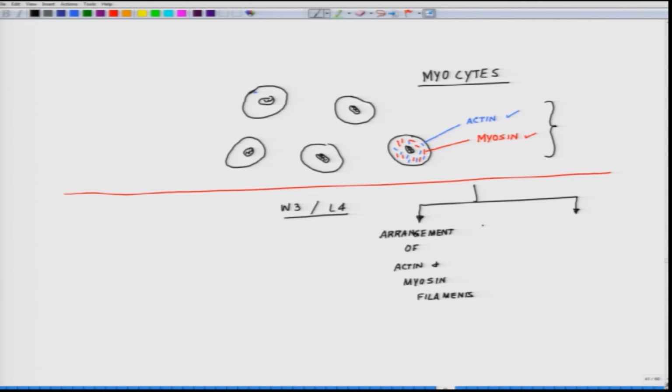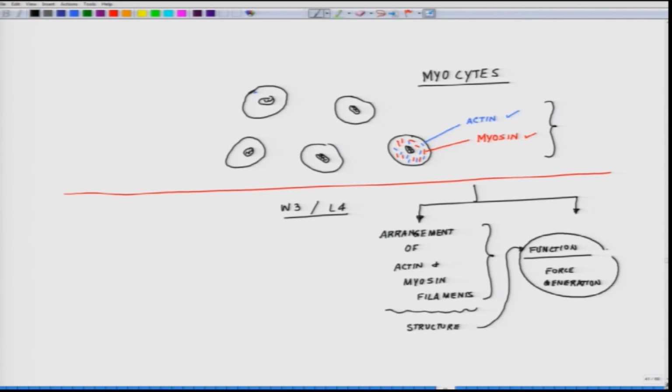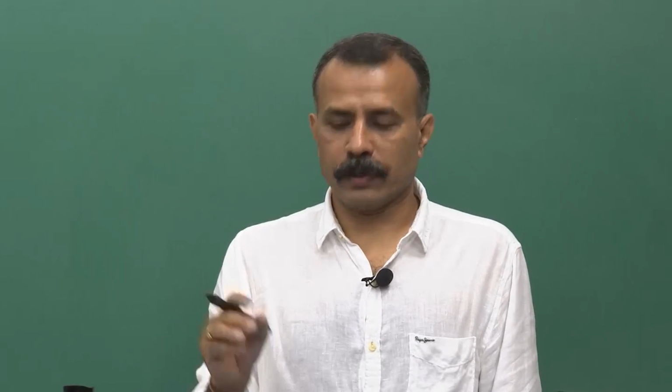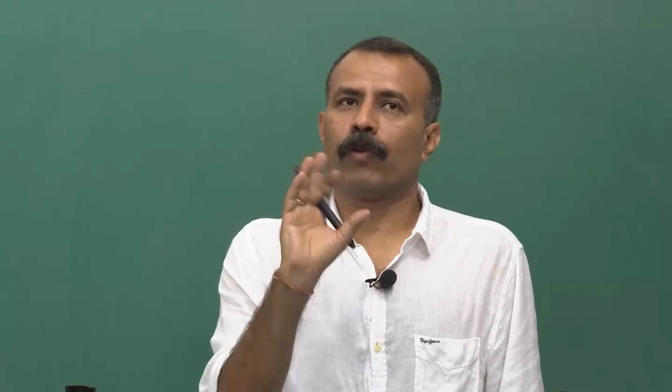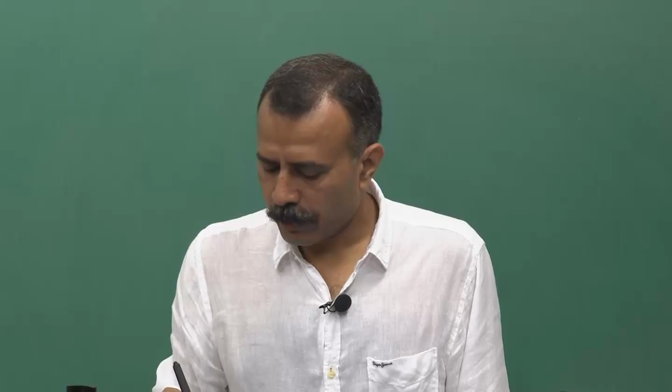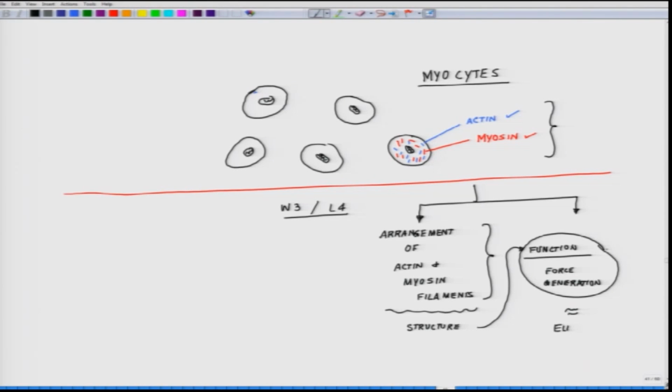Second aspect, how this arrangement, this structure, leads to the function, and what is the function is force generation. And in the case of muscle, this force generation is also linked to its electrical activity. Now, this is something I am putting a bomb there, like from where this electrical activity came. Okay, I will come to this. At this point I am just putting electrical activity.